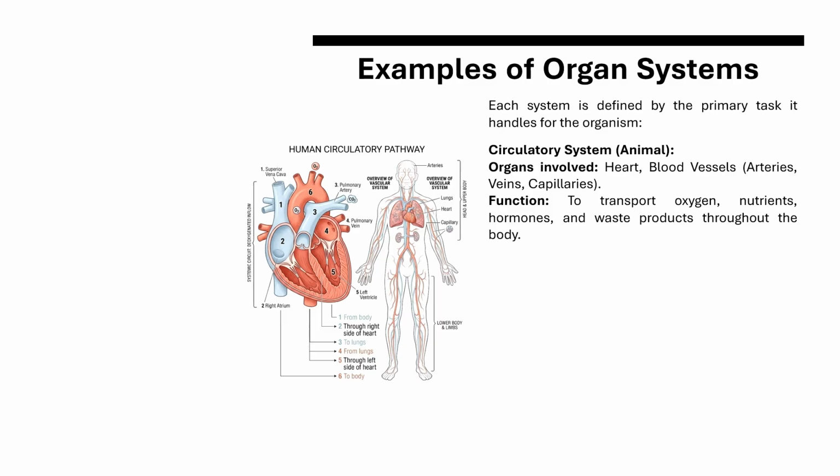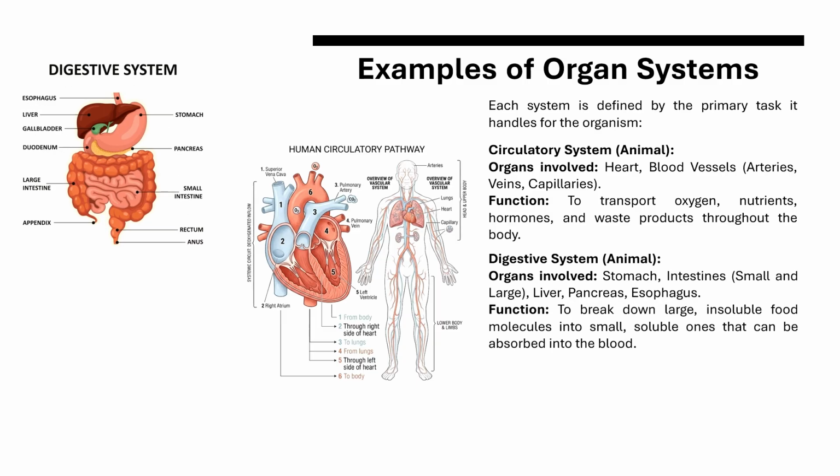What are the organs involved in the system? First of all is the heart, which is the pump, and the blood vessels, which are the highways, including arteries, veins, and even tiny capillaries. Their main goal is to transport everything. It carries oxygen and nutrients to the cells and picks up hormones and waste products like carbon dioxide to be dropped off elsewhere. So without this system, your cells would starve and drown in their own waste.